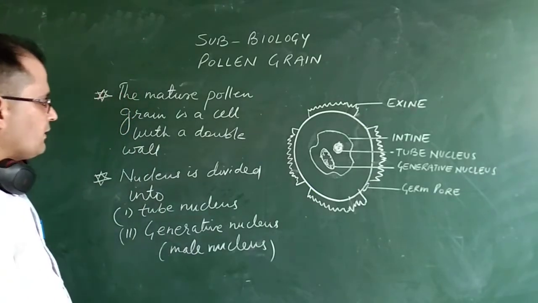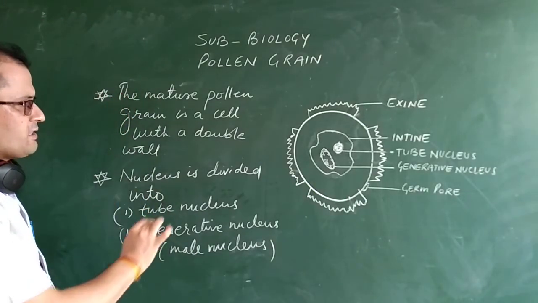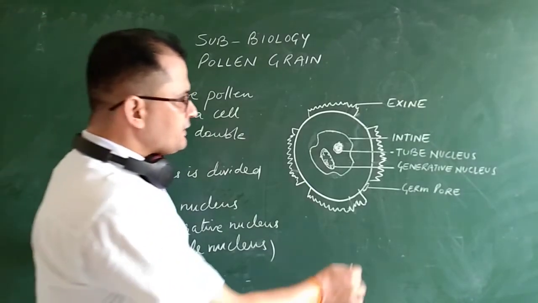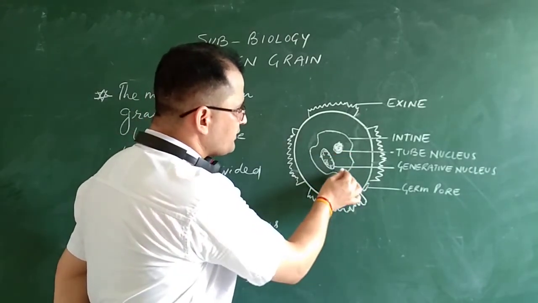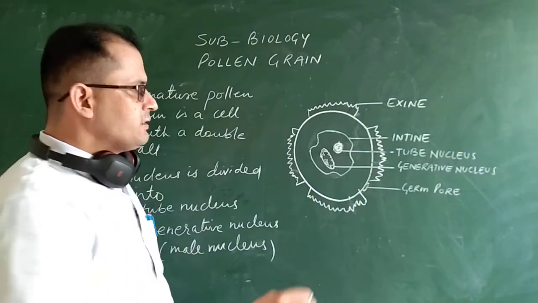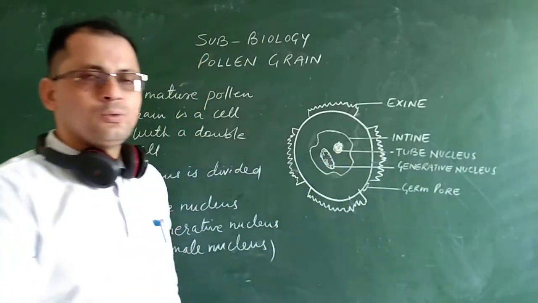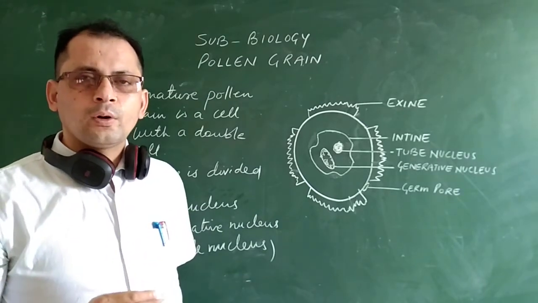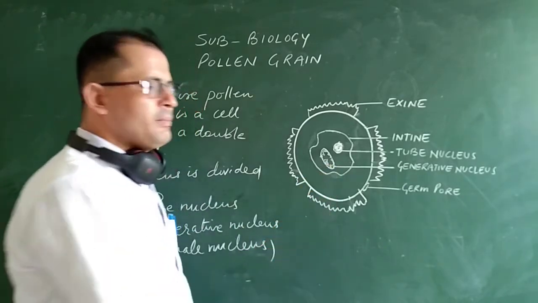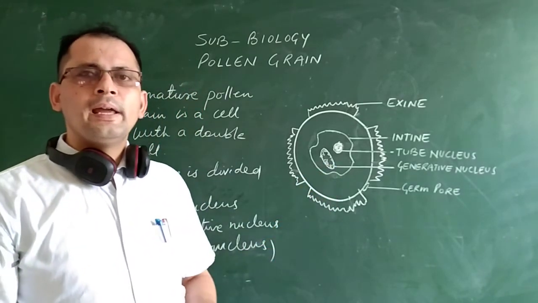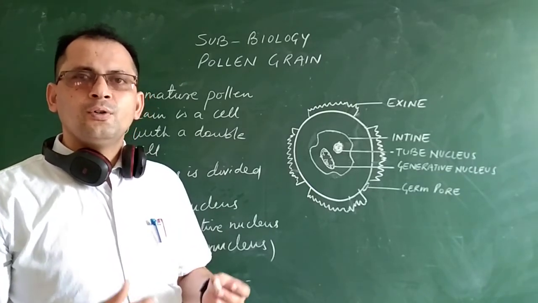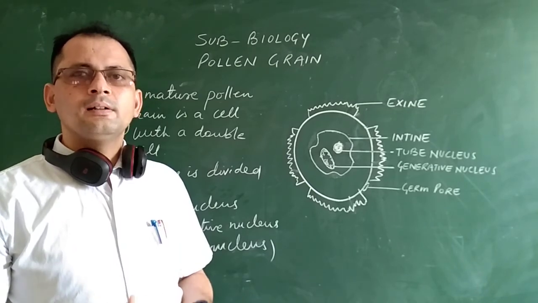Now you can see here beta, the nucleus of this pollen grain is divided into tube nucleus and generative nucleus. So you can see beta, this is the tube nucleus and this is the generative nucleus, which is actually the male nucleus. This tube nucleus leads to formation of the pollen tube, whereas this generative nucleus, which is the male nucleus, contains two male nuclei, which when they enter into the ovule, fuse with the egg cell and the polar cell.